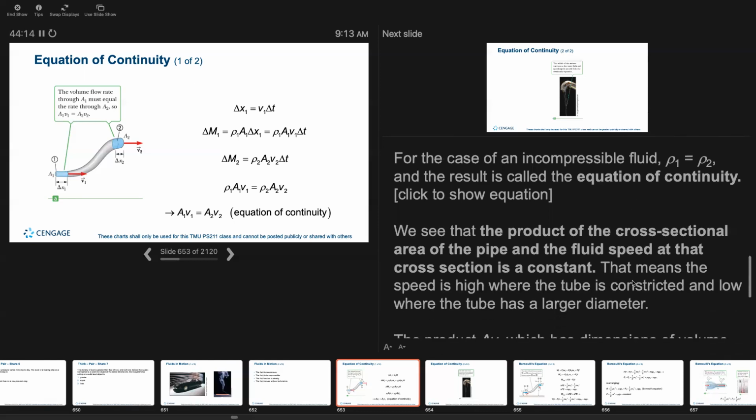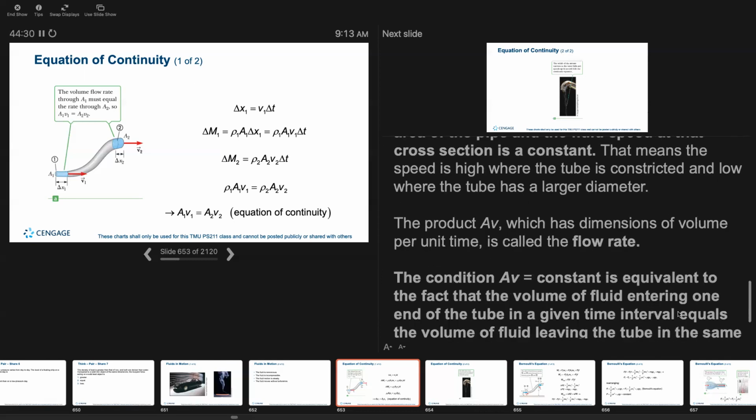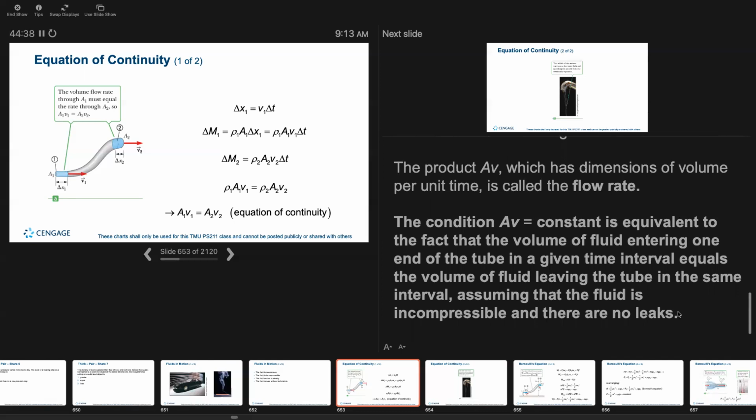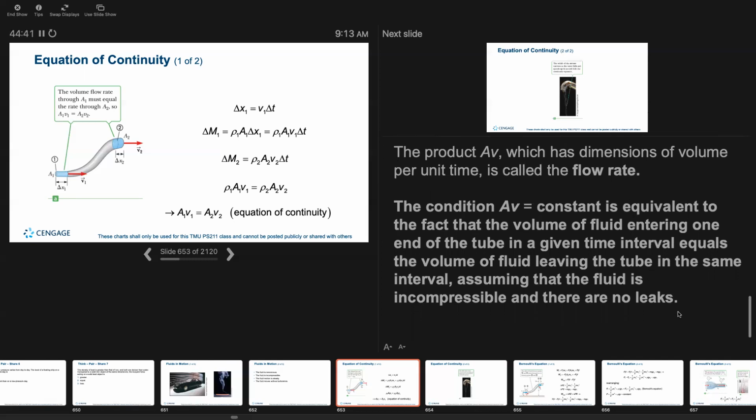We see that the product of the cross-sectional area of the pipe and the fluid speed at that cross-section is a constant. This means that the speed is higher when the tube is constricted and lower when the tube has a larger dimension. The product Av, which has dimensions of volume per unit time, is called the flow rate. The condition Av equals constant is equivalent to the fact that the volume of fluid entering one end of the tube in a given time interval equals the volume of fluid leaving the tube in the same interval, assuming that the fluid is incompressible and there are no leaks.